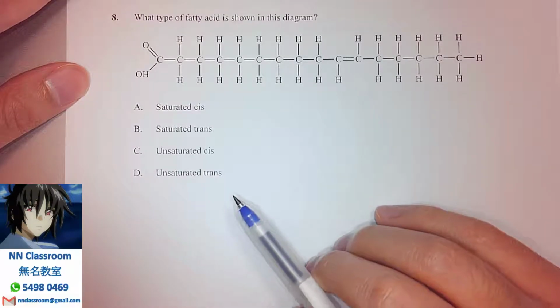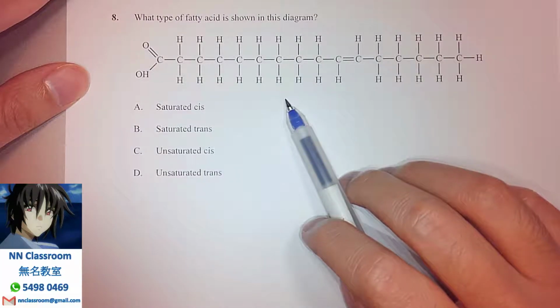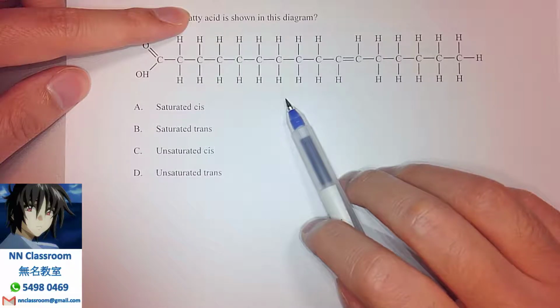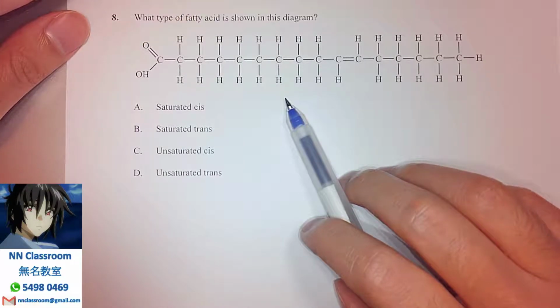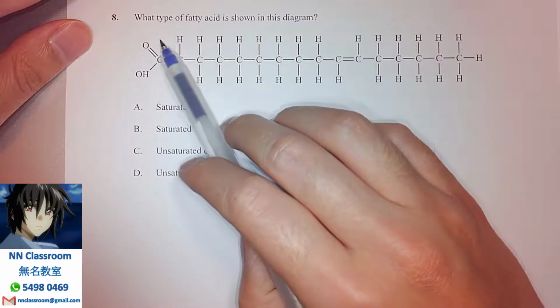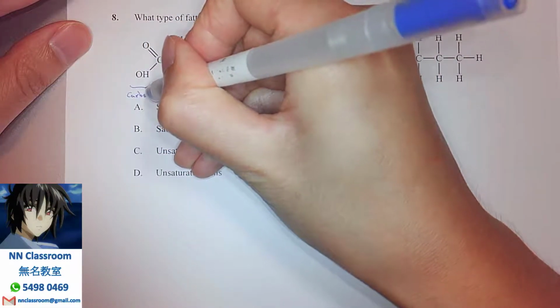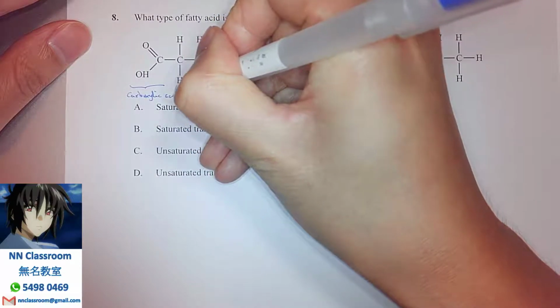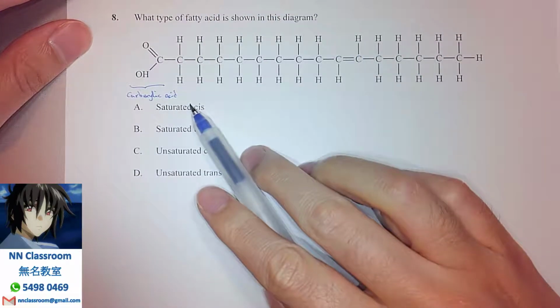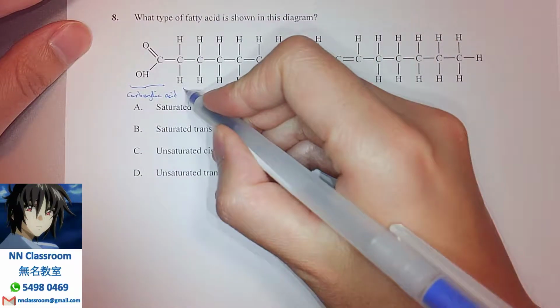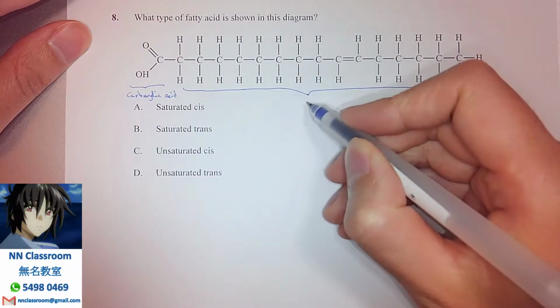First of all, students should be able to recognize this as a fatty acid because of two distinct features. The first one is the existence of a group called carboxylic acid. Although they are not asking for this, it is better that you know this in advance. Carboxylic acid plus what we call a long fatty acid chain.